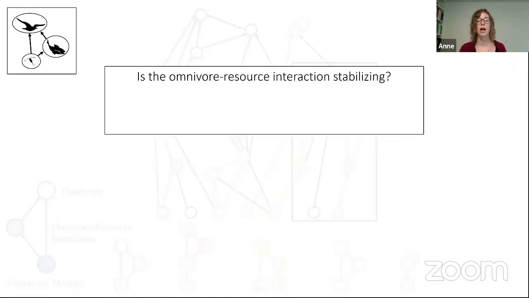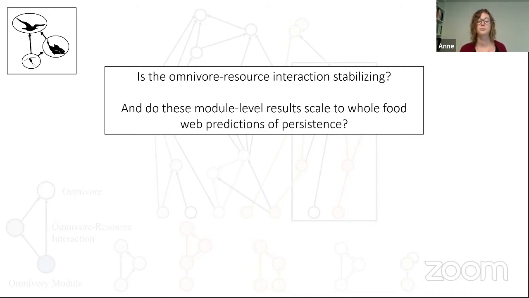Also, theory suggests that it's the omnivore resource interaction that's stabilizing. And so maybe counting the number of omnivores or counting the number of omnivore modules isn't as important as counting the number of omnivore resource interactions. So is the omnivore resource interaction truly stabilizing?